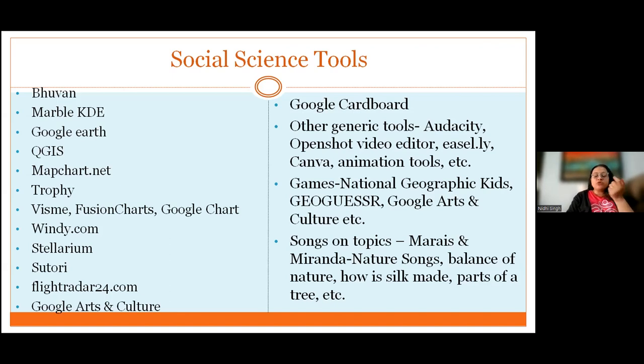Then you have songs on various topics. For example, like I have shown, Marais and Miranda, Nature Songs, Balance of Nature, How is Silk Made, Parts of a Tree, etc. These were songs created long back, years back, decades back. And these were related to nature, balance of nature, and how silk is formed.